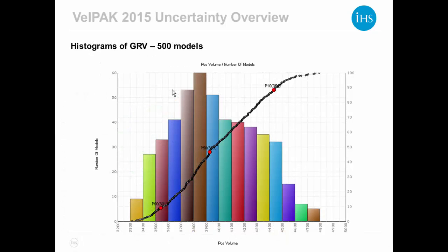We have seen this picture before of a histogram of a distribution of positive volume on a VelPAK workflow run producing 500 models. As well as the P10, P50 and P90 points, the line of grey blobs or circles is the probability distribution function, or PDF line, for the model. Each circle is the value of positive volume calculated for one model, so in this case there should be 500 grey circles on the display.